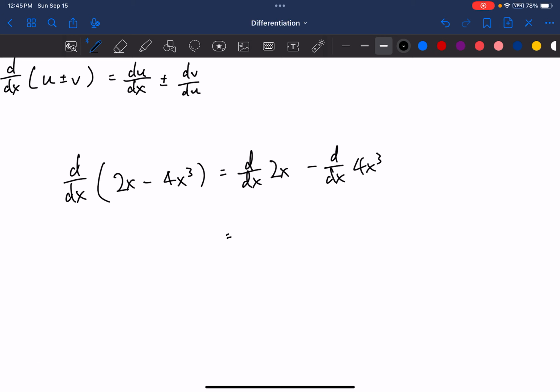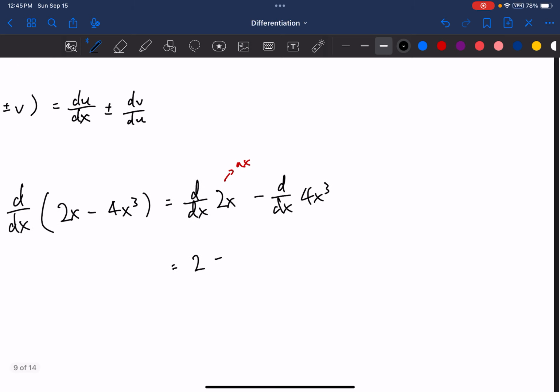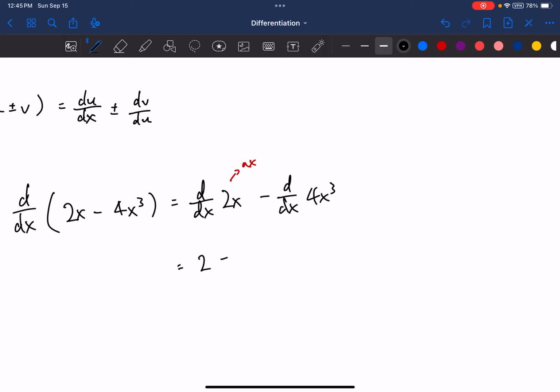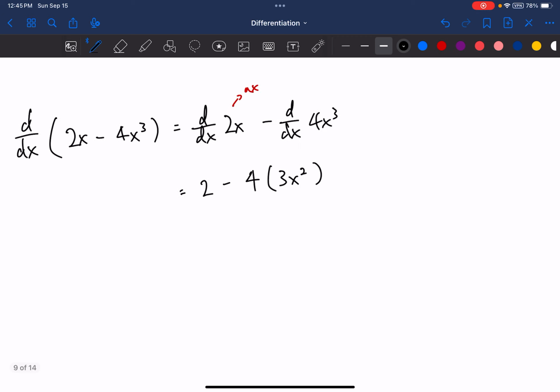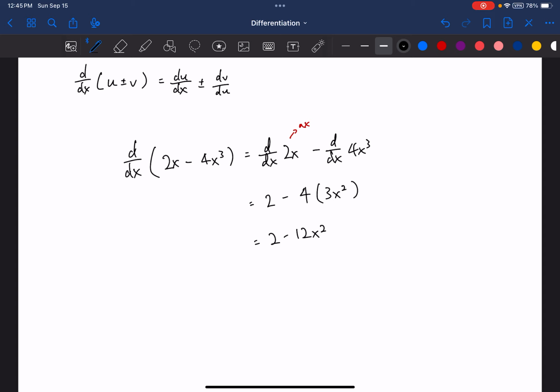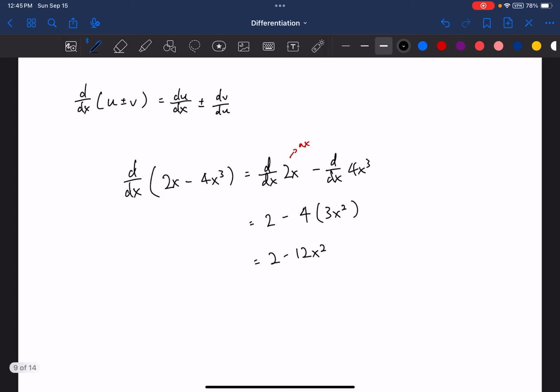So this is similar to ax, so I will just take the 2 out of this. Now for the one at the back, for this you would take the constant out because it has nothing to do with x, so this is just 4. And then when you differentiate the inside, you will take the power down, and then you minus 1 from the power, which is 2. And this will be 2 minus 12x squared. That would be your derivative. Yes, it will be something like this.